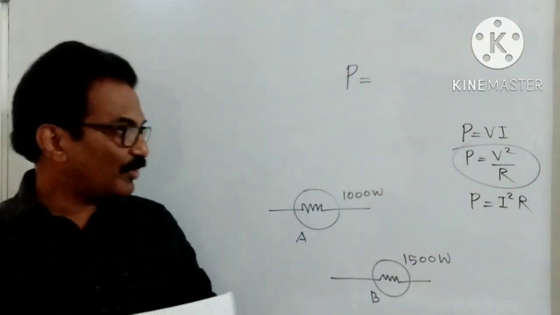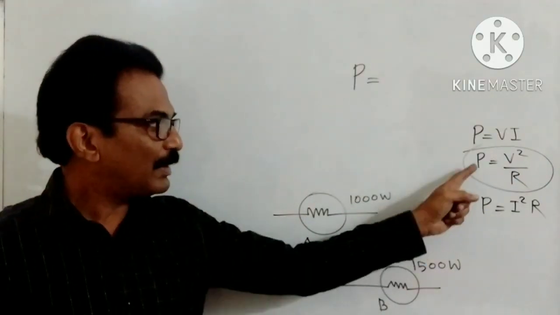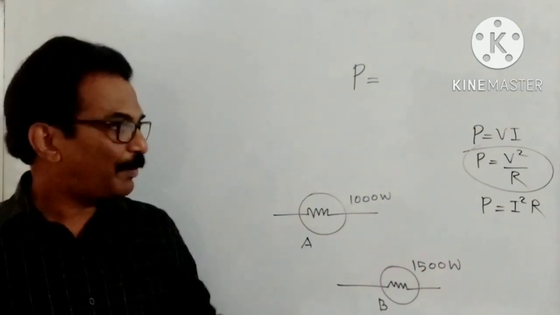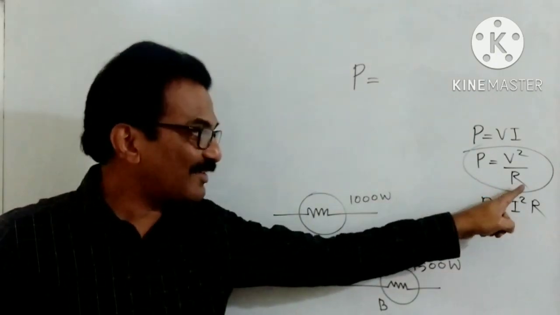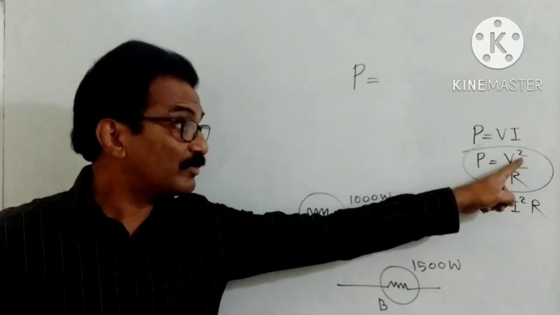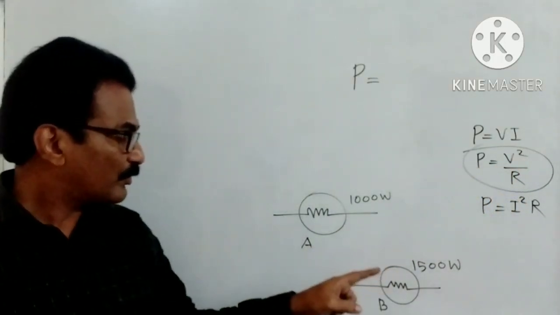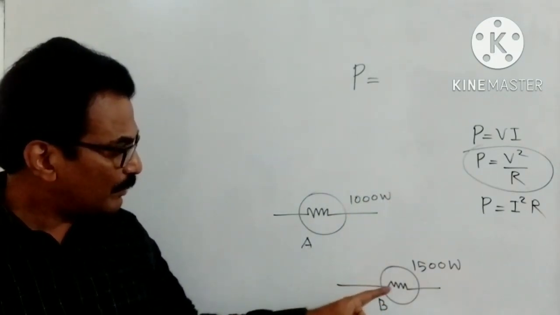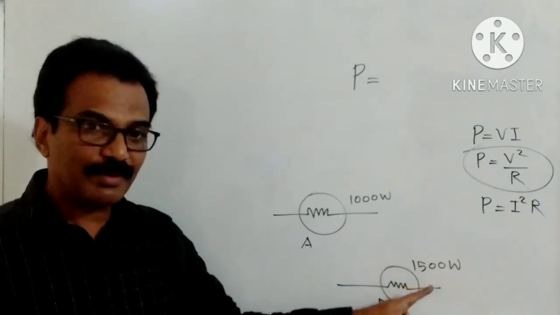Okay. When voltage is same, look at this. Power is inversely proportional to resistance. What does it mean? If resistance is less, power will be more, provided this V is constant. Okay. So resistance is less, power is more. So power is more, resistance will be less. So which is having more power? More power is for B. So its resistance will be less.